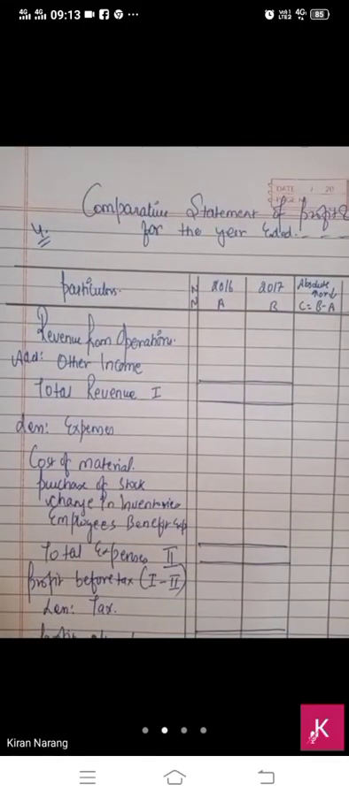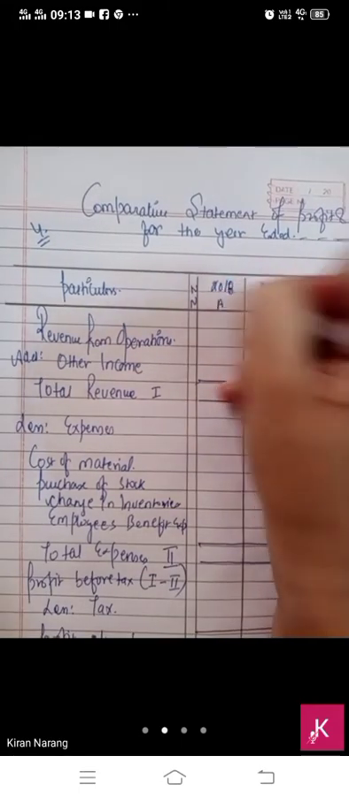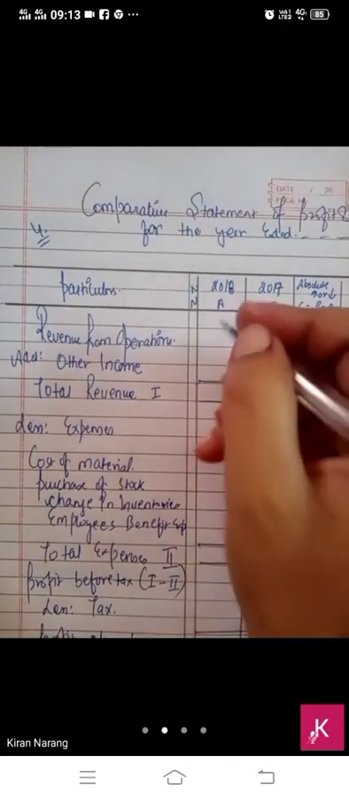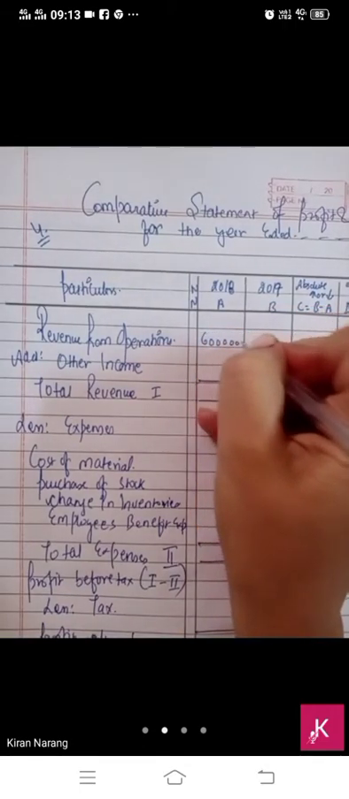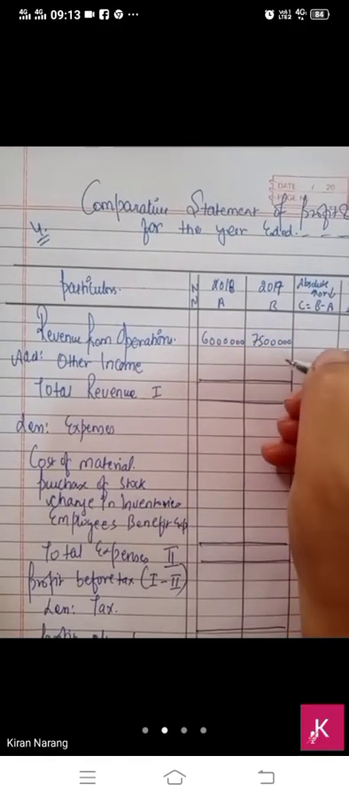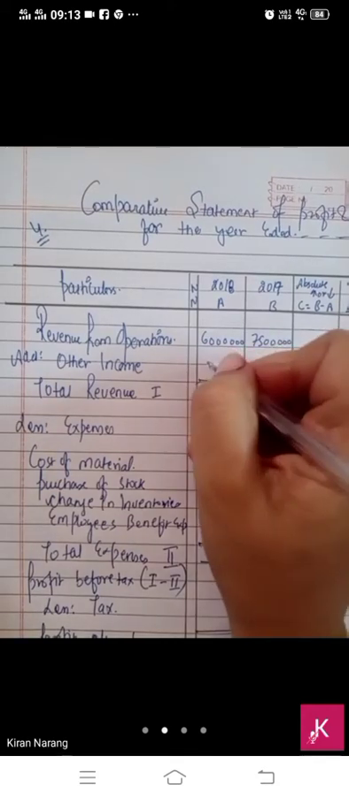So have a look at illustration number 4. Following particulars are related to statement of profit and loss of Assam Tree Limited for 2 consecutive years. So 2 years data is given to you. Take 2018 as the first year and 2019 will be your current year. You have to write the previous year first. Revenue from operation is given 60 lakhs and 75 lakhs for the second year. Then other incomes are given 150 for this year.